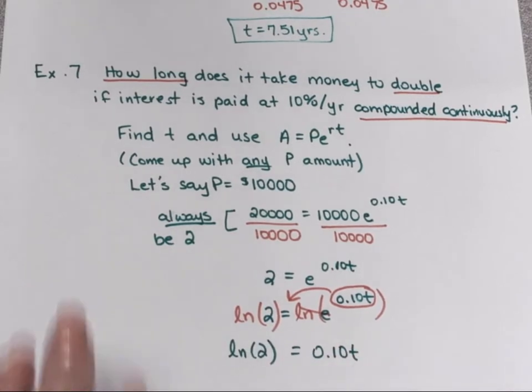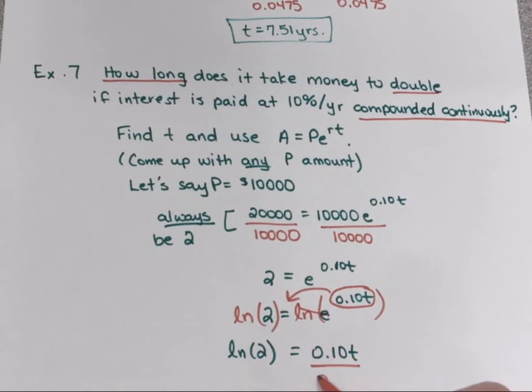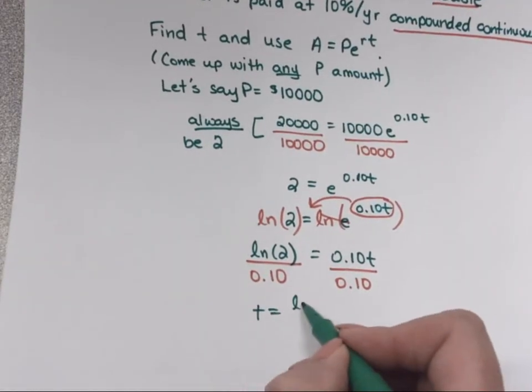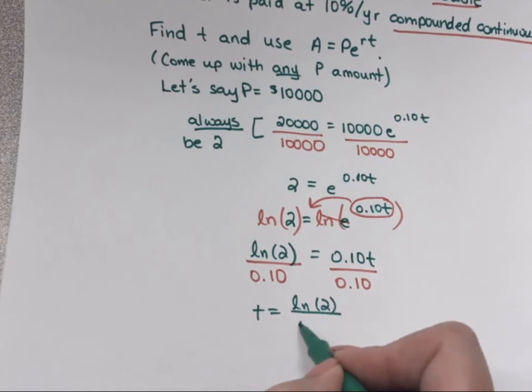And so you just get 0.10t here, and then natural log of 2 here, and so one more step, what do we do? Divide by 0.10. You also could have said 0.1, right? Because you don't actually need the 0 after the 0.1 there. But at any rate, you're going to get t equals the natural log of 2 divided by 0.10.